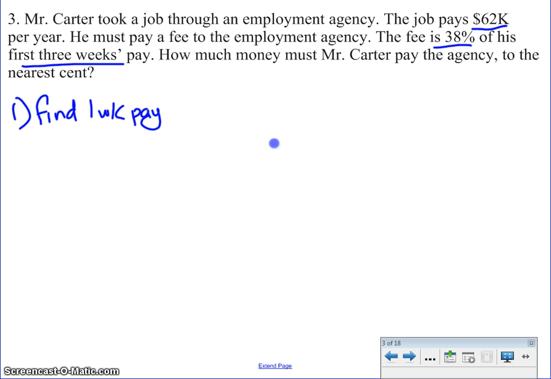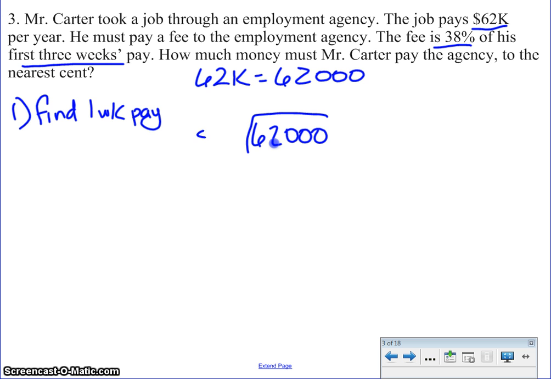We're going to do that by taking the 62K, which equals 62,000. We're going to divide that by 52 because there are 52 weeks in a year. When I do that, I get $1,192.31. So this is 1 week's pay.